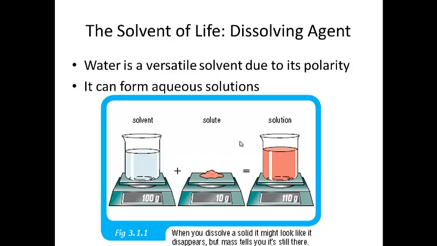Okay? And what you have here on the second scale is our solute, and this is the substance that will be dissolved in the solvent. And then in the end you have a solution that you have prepared. The solution is the liquid that is a homogeneous mixture of 2 or more substances. So what we notice here is that we have our solvent, we put our solute into our solvent, creating a solution, and the mass tells us that everything is still there. So from 100 grams plus 10 grams, we mix them both together, and we have 110 grams.